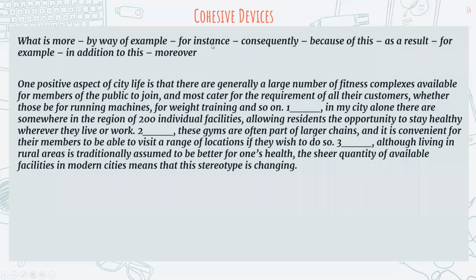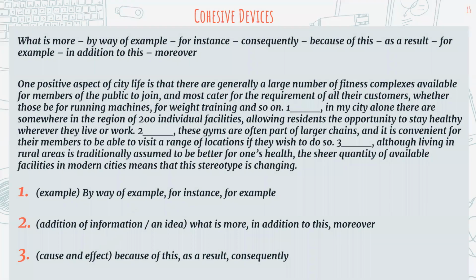Anyway, let's continue. Now let's talk about cohesive devices one more time. What's more, by way of example, which means for example, for instance, consequently, because of this, as a result, in addition to this, moreover. So we have some cohesive devices, and here we have a paragraph. It's about an entirely different topic. Here we have 3 gaps, and you need to use these cohesive devices. Of course, more than one cohesive device can work for each gap. I want you to pause the video and try to do this exercise on your own, and come back when you're done.